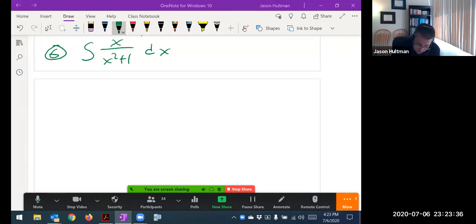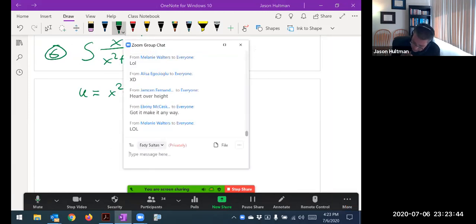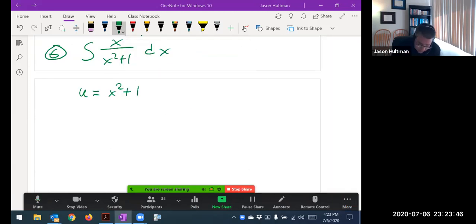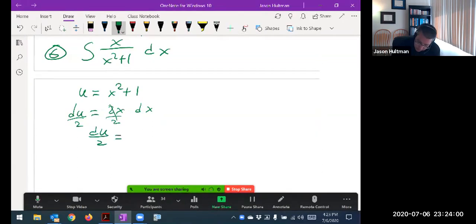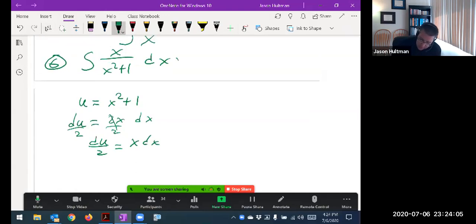Okay, so u is equal to x squared plus 1. We're going to do a u sub on this, just as Ebony suggested. And du is equal to 2x dx, right? Now I'm going to divide by 2, and we get du over 2 is equal to x dx. I'm going to isolate the x dx because I want to do a u sub on this. So let's do that.